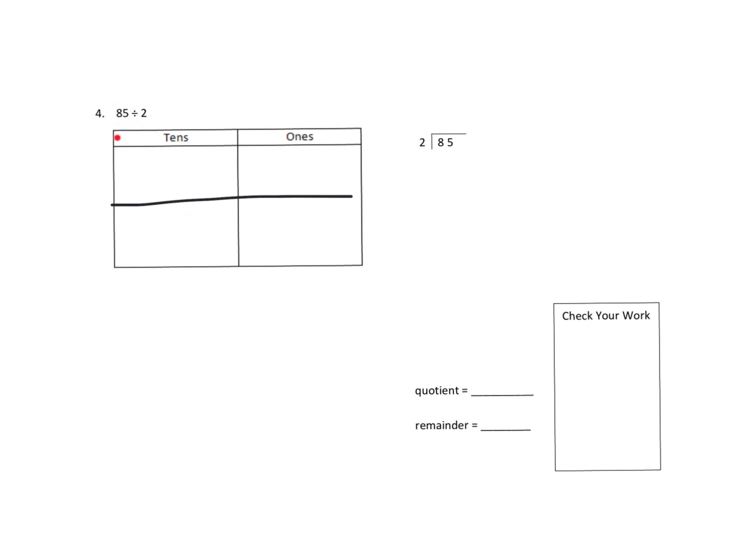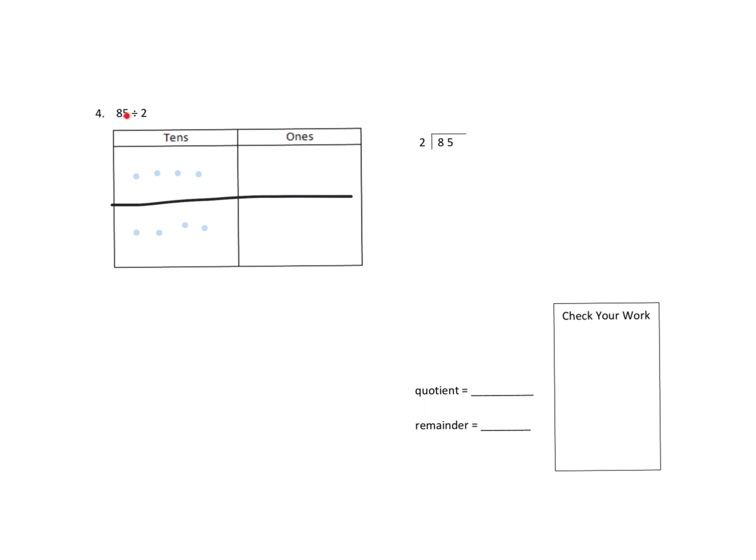I'm going to start in the tens first, the biggest place value. I'm going to divide those 8 dots into 2 equal groups. So I'm going to spread them out. There's 2, 4, 6, 8. And it goes in there perfectly without any remainders. So my tens place is done.